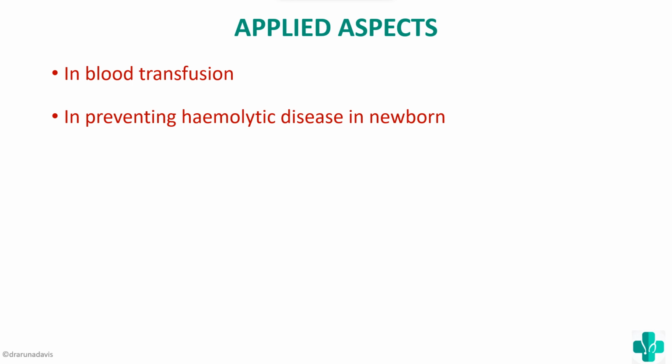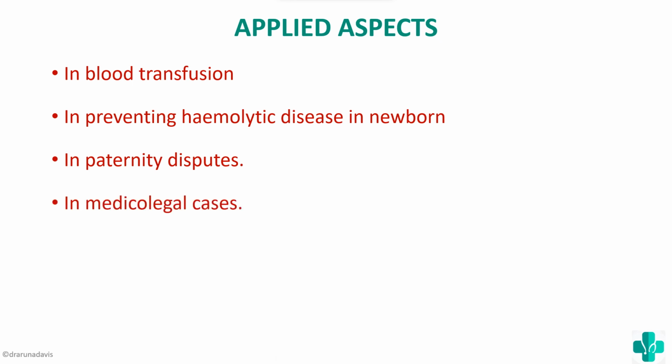Next, in case of paternity disputes, as I just mentioned, to an extent we can solve paternity disputes based on the blood group of the child. And in medico-legal cases, especially in cases of homicide, if we get a blood group, we can trace back whether any of the suspects have the same blood group, right?